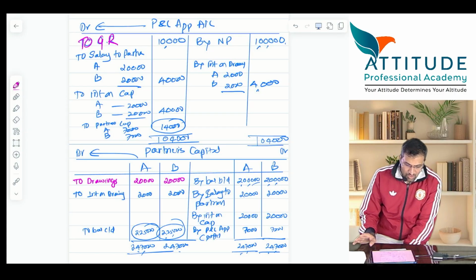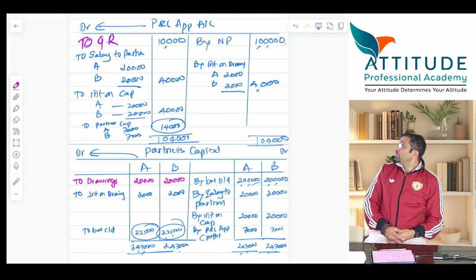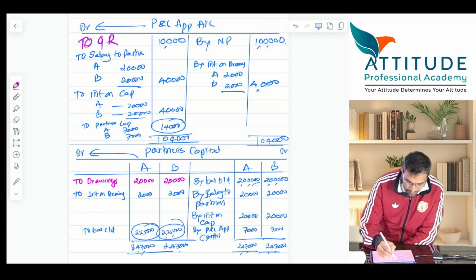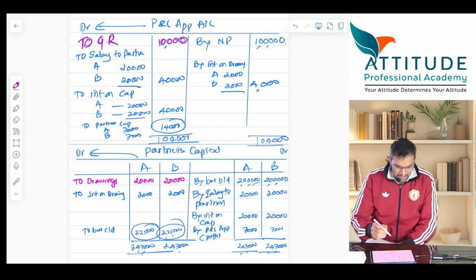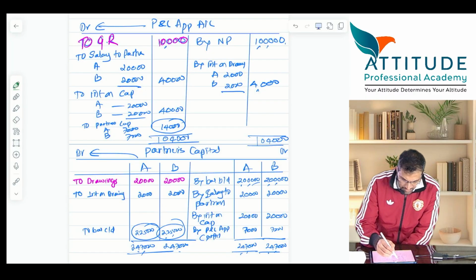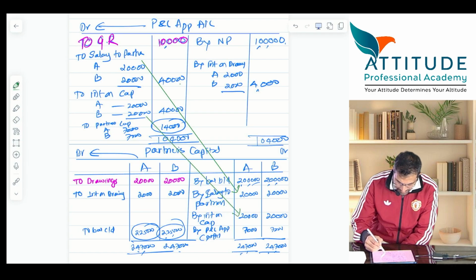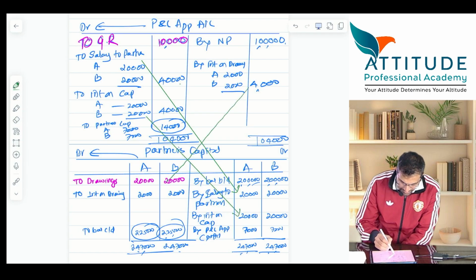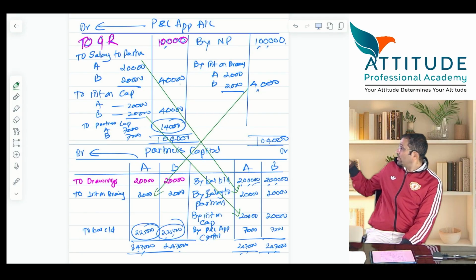Drawings will come in partners capital. It will not come in appropriation. Interest on drawings दोनों तरफ आता है. I hope all of you have taken down this. I'll just show you how it comes. Correct? ये by इधर आएगा salary. Then interest on capital इधर आएगा. Then interest on drawings इधर आएगा. I put some arrows where it is going to come. Is that clear?